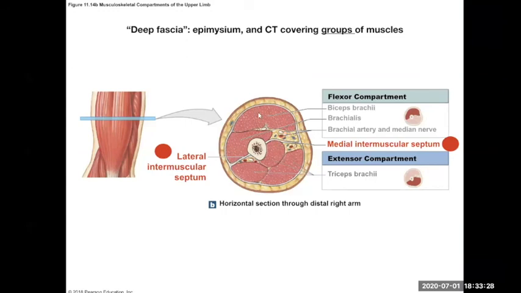I kind of mentioned it before. Here's your biceps brachii. Here's your brachialis, right? These are both on the anterior compartment on the front of your humerus right here. And they're forming a flexor compartment. So they're all bundled up together, even though they each have their own individual epimysium. There's also this deep fascia right here that's surrounding them as well as in between them, right? And then you've got an extensor compartment on the posterior side, combining the three regions of your triceps. So your deep fascia is another connective tissue role covering these groups of muscle right there.